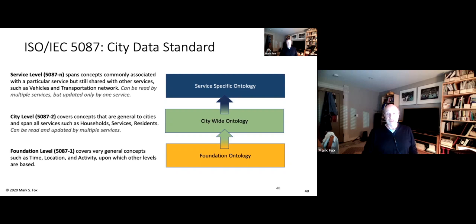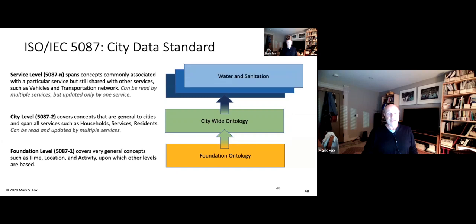So as an example of the first service level ontology in the 5087 family of standards, there is 5087-3, which is for transportation planning. And in the future, we will be adding a -4 on water and sanitation, -5 on education, -6 on, and so on for other services within the city.